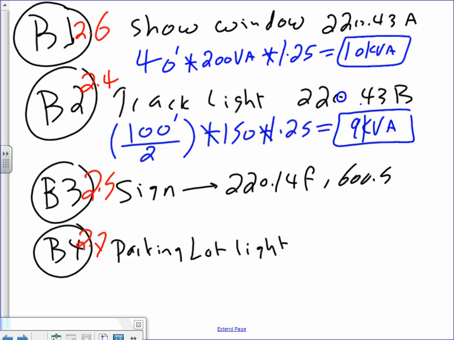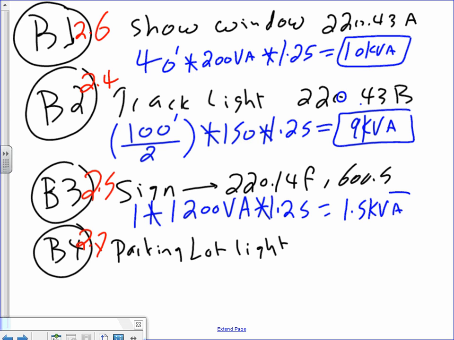Okay, then you take one sign. How many signs do we have? One sign multiplied by 1200 volt amp multiplied by 1.25 equals 1.5 kVA.